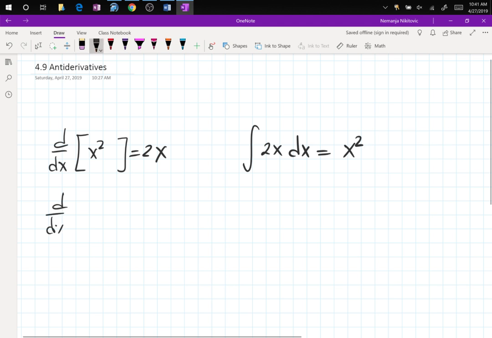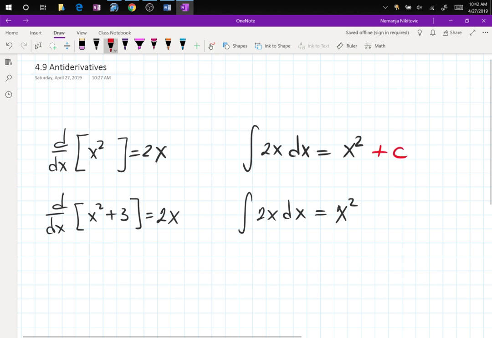Now, what is the derivative of x squared plus 3? Still 2x, right? And is there a way for me to now get my plus 3 back? Plus c? Yeah. There is no way to get this plus 3 back, which is why we have to add this plus c every time we integrate.